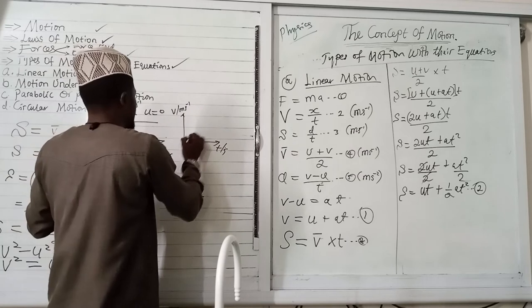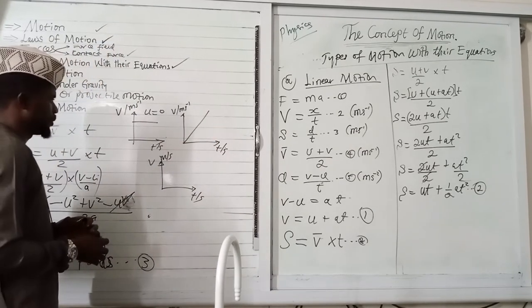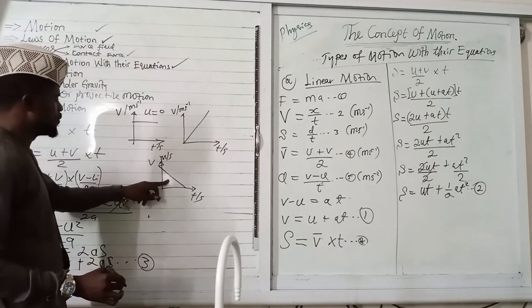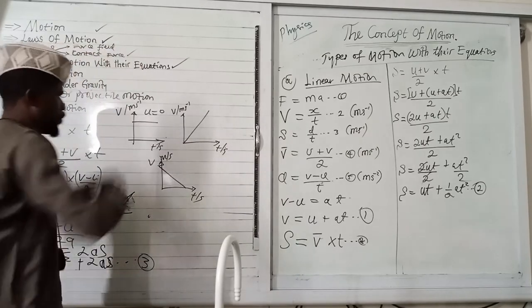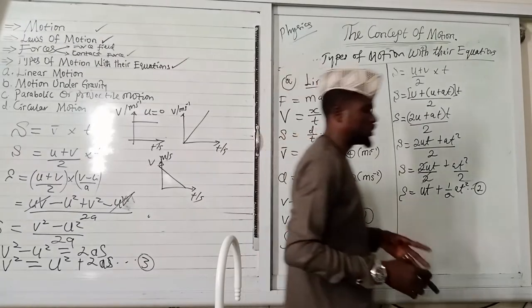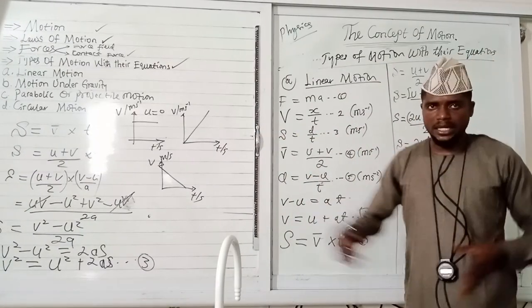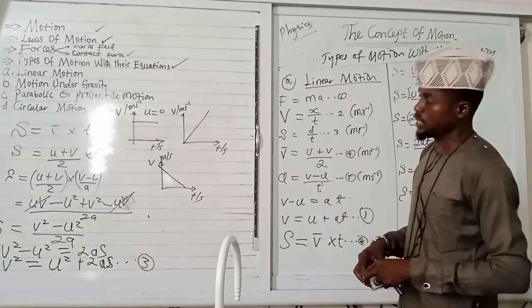This graph simply means the body is moving with what? Uniform acceleration. And this one means what? The body is moving with uniform retardation or uniform deceleration. So these are some of the things you need while working with equations of motion when the body is moving linearly. To this, we have come to the end of the explanation of linear motion.